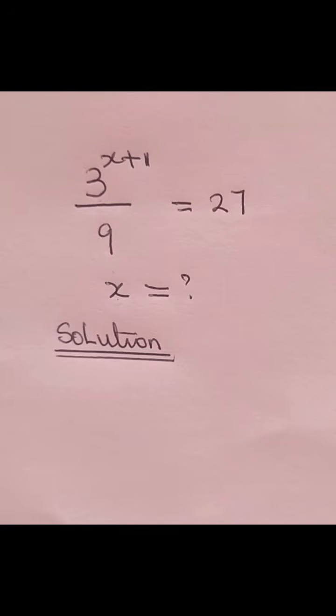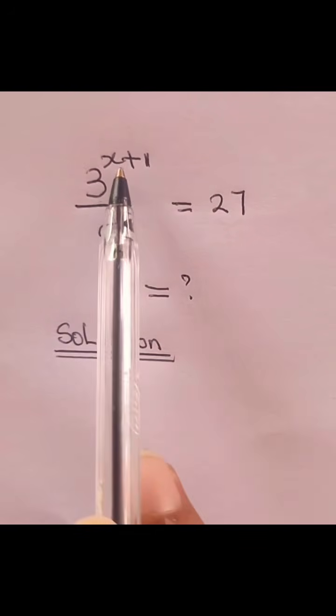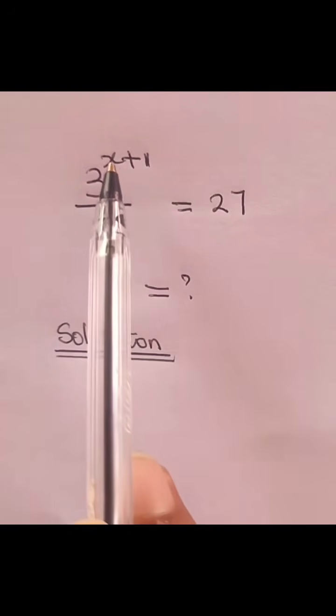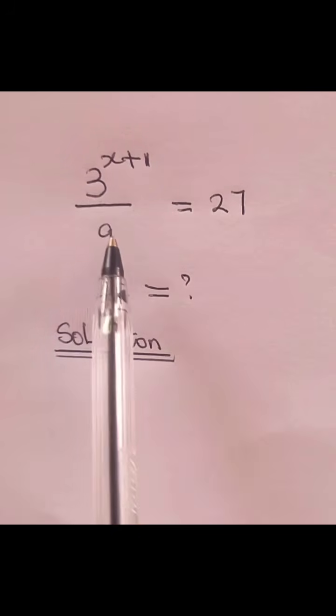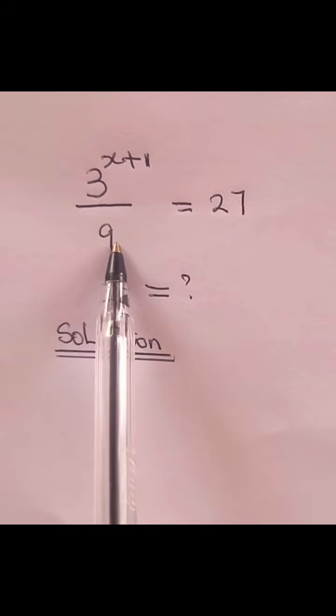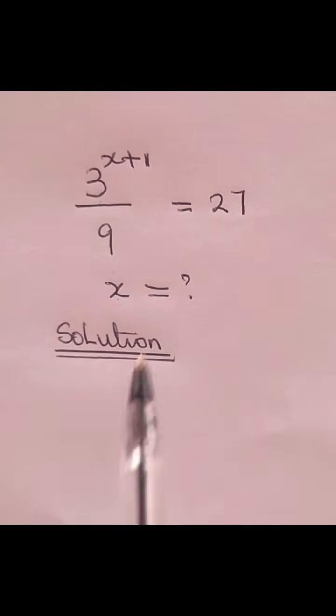To answer this question, 3 is raised to power x plus 1. That means x plus 1 is the index, while 3 is the base. But here, 9 is a whole number and 27 is a whole number.